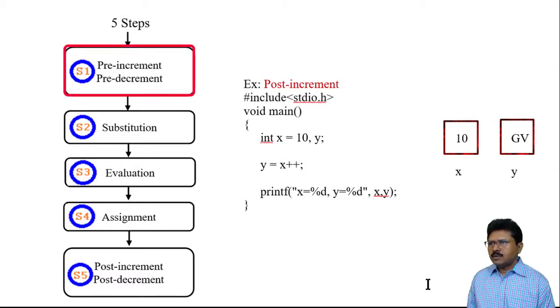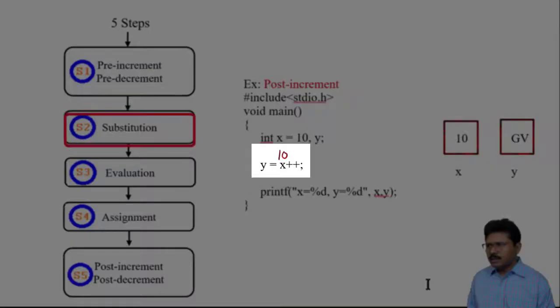First step, whether there is any pre-increment or pre-decrement. No pre-increment or pre-decrement. So it will come to the second stage, substitution, meaning the value will be substituted here. What is the value of x? x is equal to 10. So here the value will be 10.